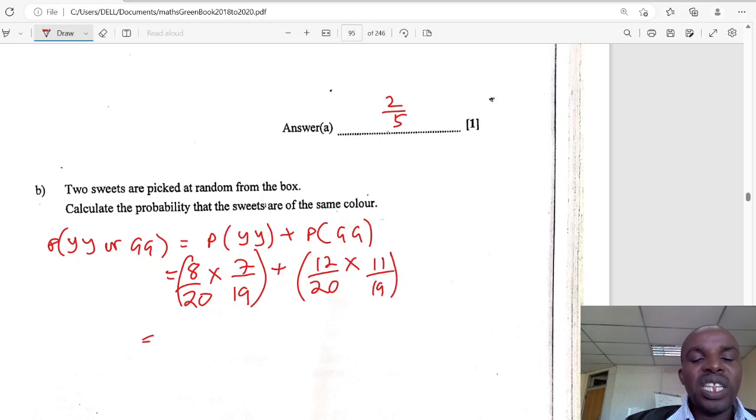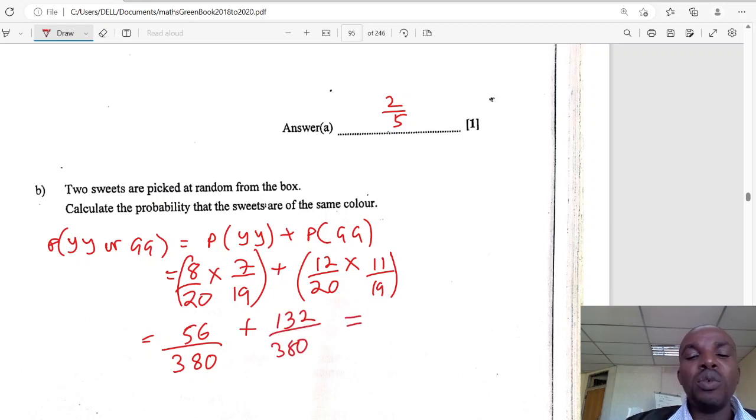That's what you do. Then you multiply the numerators. 8 times 7 is 56. 20 times 19. Okay, just simplify, right? You can simplify this one. Or let me just multiply the denominators. So it will be 56 over 20 times 19. It's actually 190 by 2... 2 times 9 is 18, 8 carry 1, is 380. Then plus this one, it will be 132 over 380.